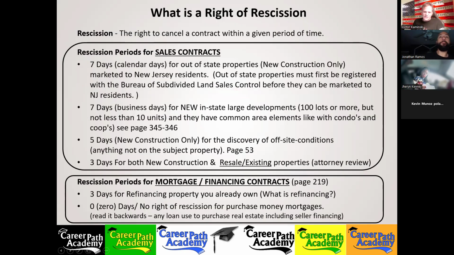And we got the right of rescission here. Let's highlight this right of rescission or take a screenshot of this if you have not already taken this screenshot in a previous chapter. So let's take a look at it.